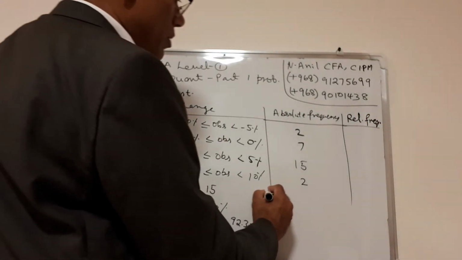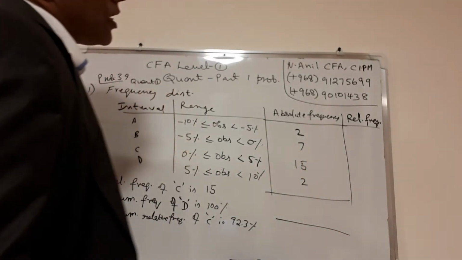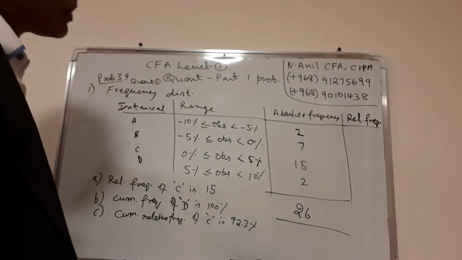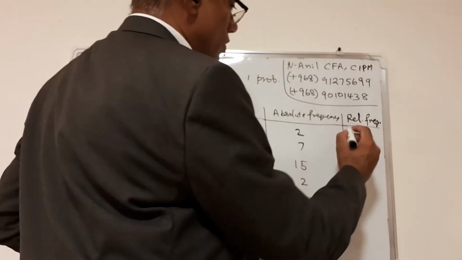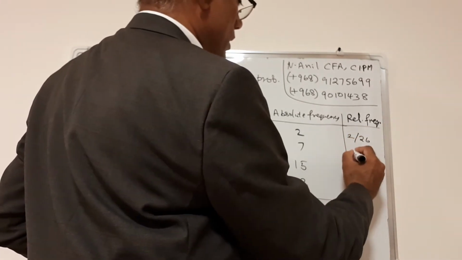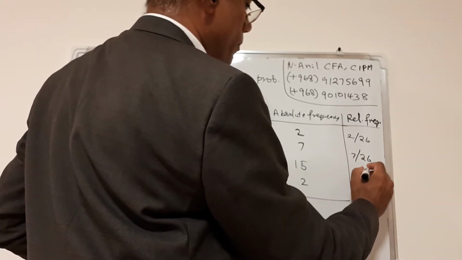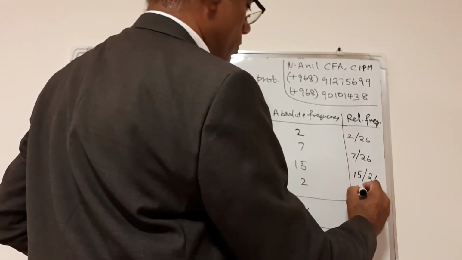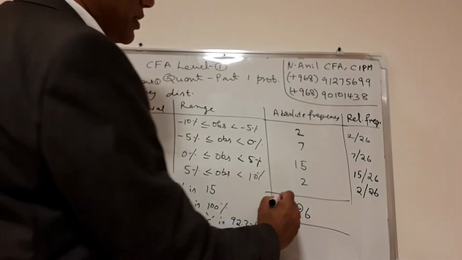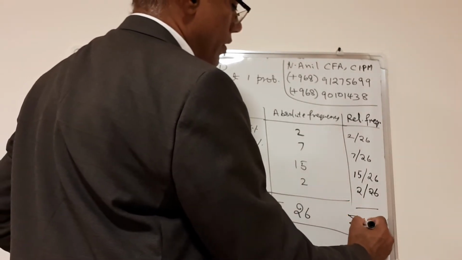Relative frequency, very simple. You need to add all the absolute frequencies, 9, 24, there are 26 times of occurrence. Relative frequency will be, this one will be 2 divided by 26. This one will be 7 divided by 26. So it is a fraction or a percent. Basically, it will be a percent. Okay, so this is sigma, that is summation, and this sigma will be 100%.